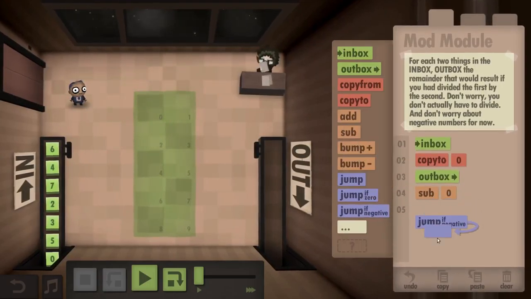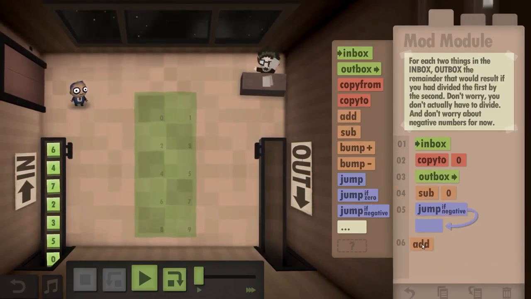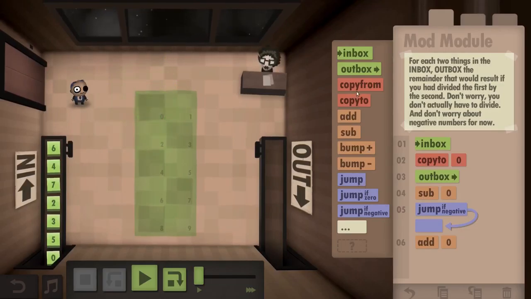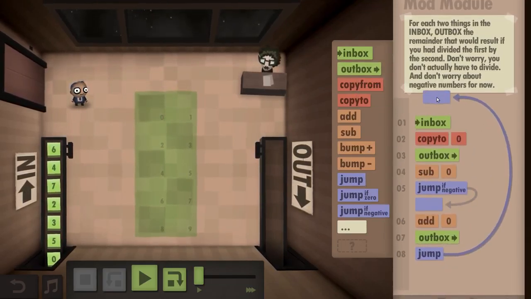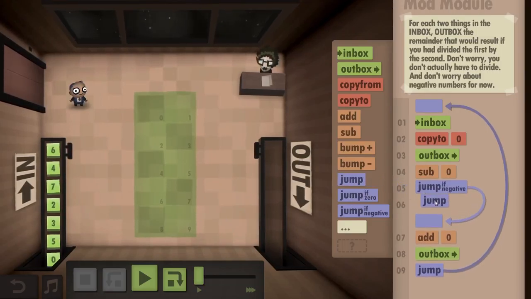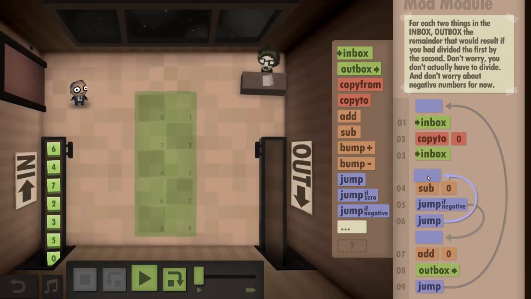Alright, I got it. So you take your inbox number, you can throw that on the floor. You take your outbox number, you're gonna subtract it from your inbox number. If it's negative, we're gonna add it back in. Throw it in the outbox.